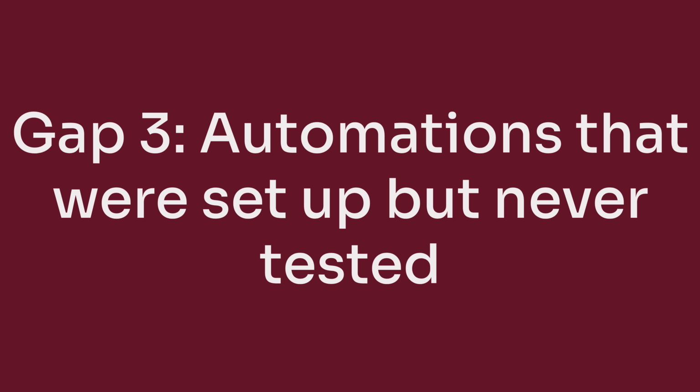Gap 3 is automations that were built but never tested. This is the gap that is responsible for the "I thought everything was set up" moment on event day. And it's the one that I want you to take the most seriously. You built the automation, you set the trigger, you wrote the email, and then you moved on to the next thing. But you never actually ran the test. You never registered a fake client or attendee so that you could see that the confirmation email came through or that the follow-up welcome message was received. And you never verified that the right email fired at the right time and in the right order.